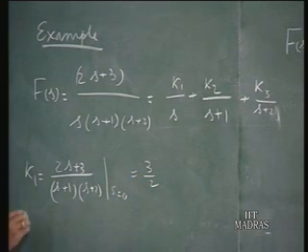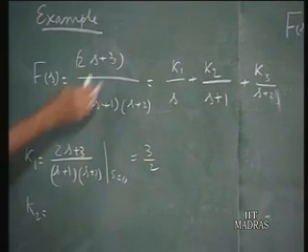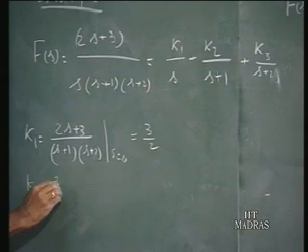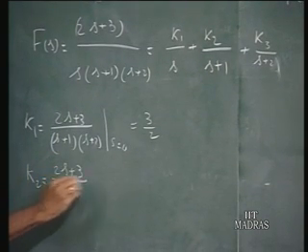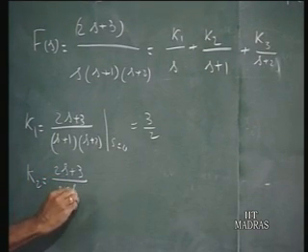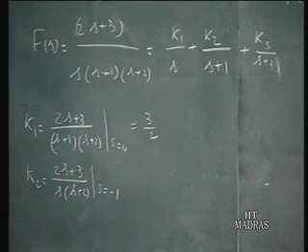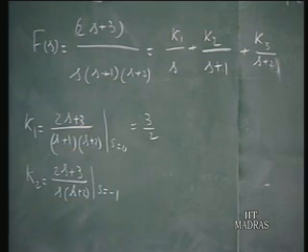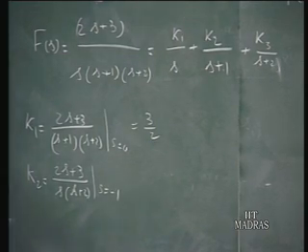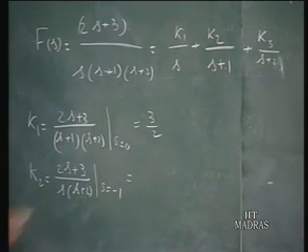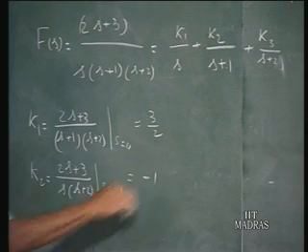Now, as far as k2 is concerned, you multiply this function by (s plus 1). So (2s plus 3) over s times (s plus 2), substitute s is equal to minus 1, because s plus 1 must be made equal to 0. So s is equal to minus 1. If you substitute s is equal to minus 1 in this, you get the answer minus 1.